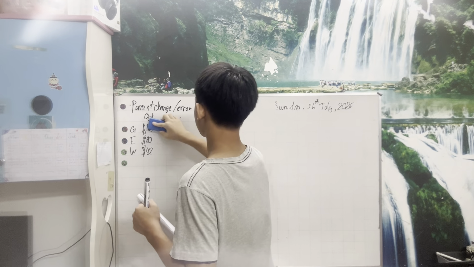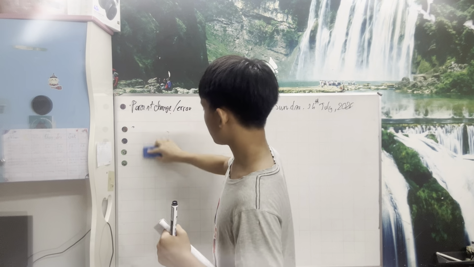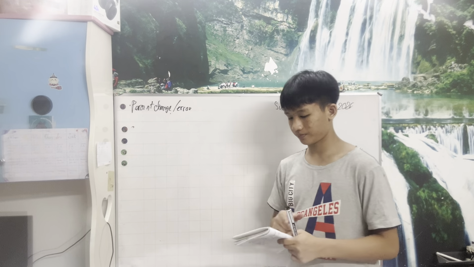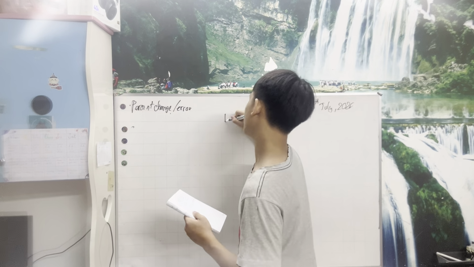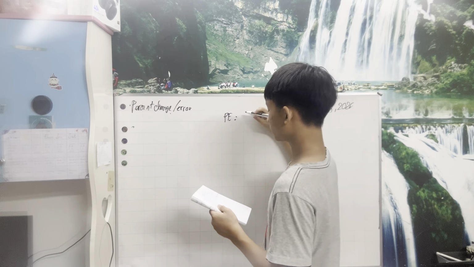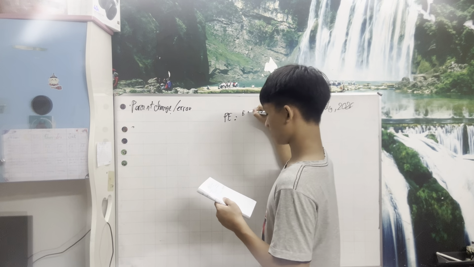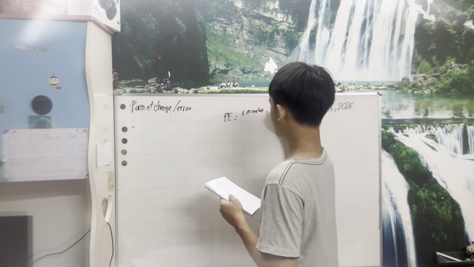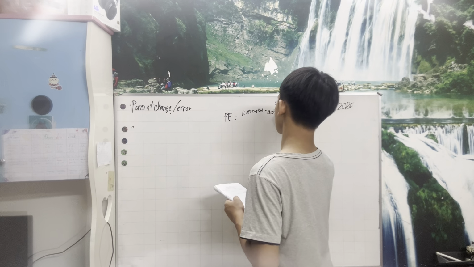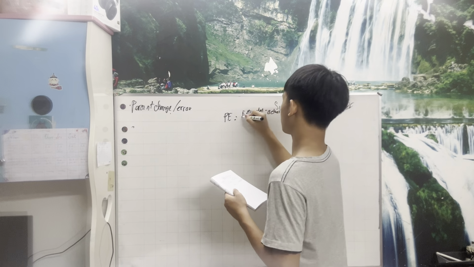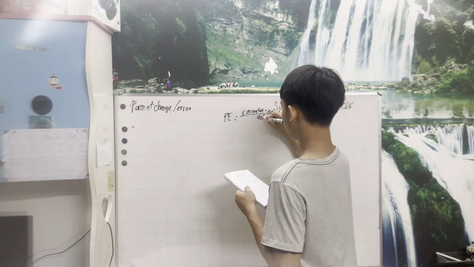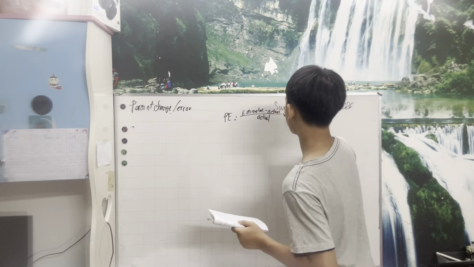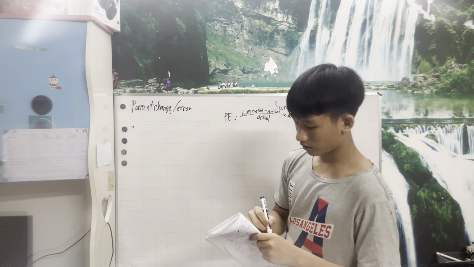Now for the percent error. So this is how. Percent error is equal to the estimate minus the actual, divided by the actual value. And if you want, you can times it by 100. So this is how you do it.